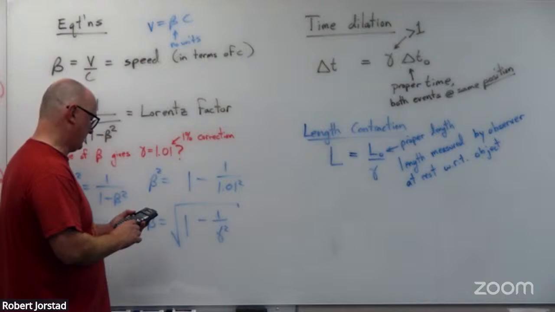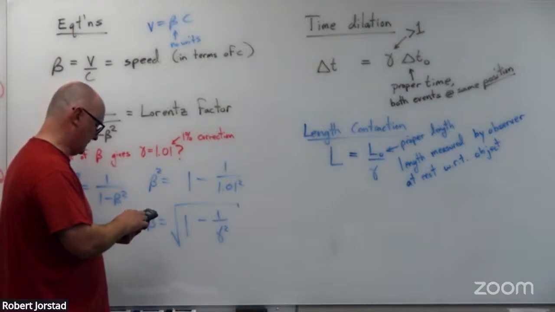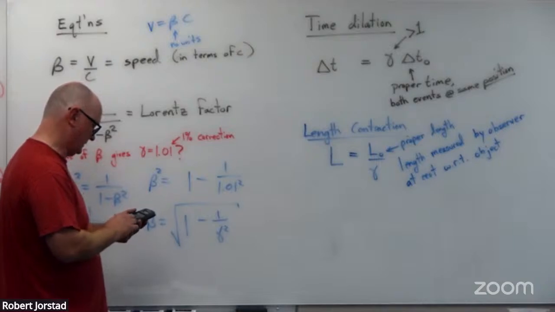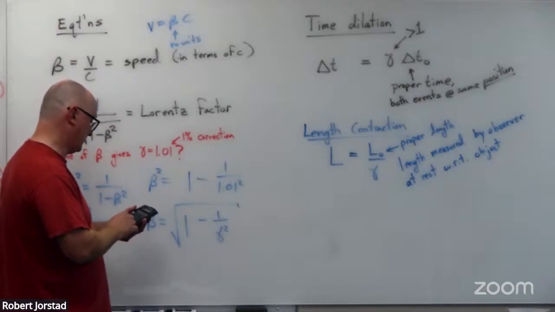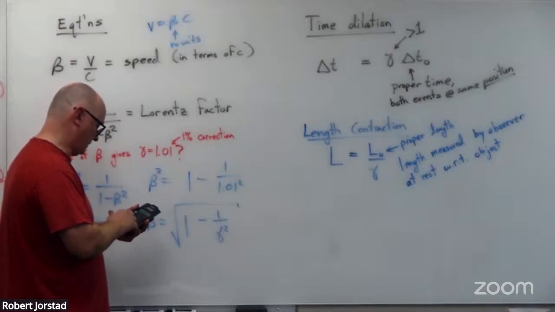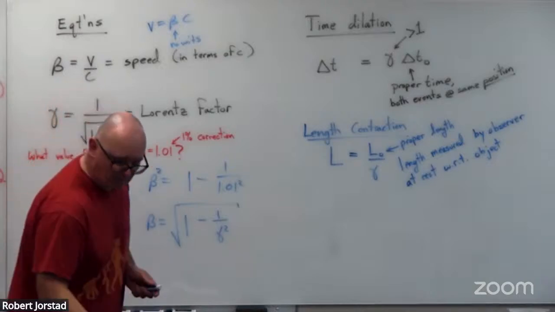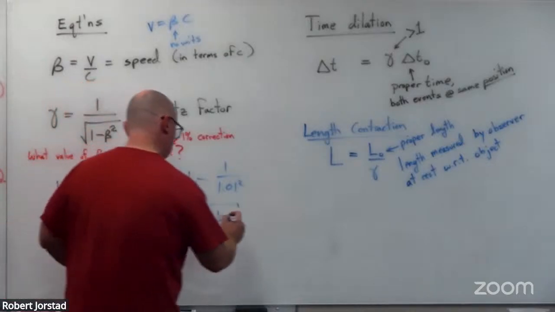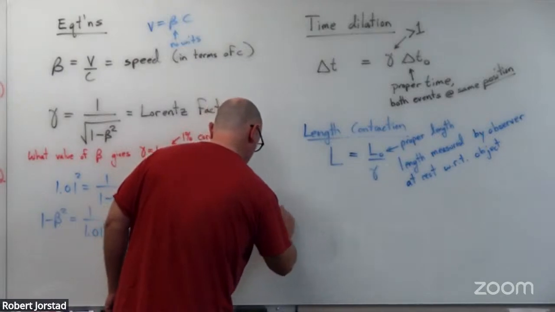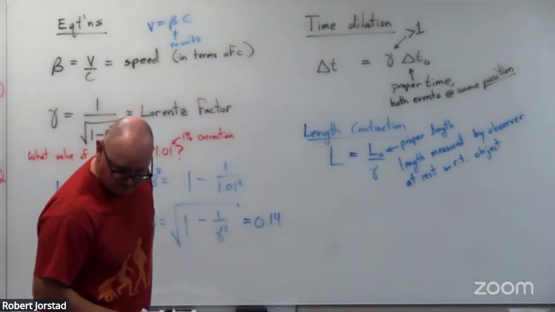And then what? Square root that? And I'm in scientific. Let me get out of there. And then I need to square root that. All right, I better start over. So 1 divided by 1.01 squared, 1 minus answer, square root of answer. There we go. So I got 0.14. What else? 1404.